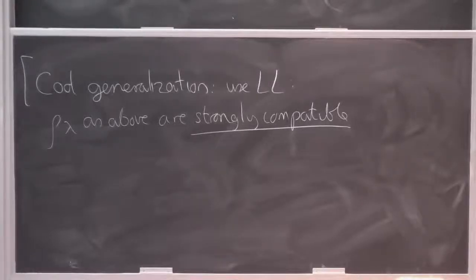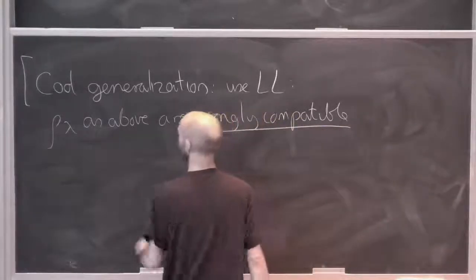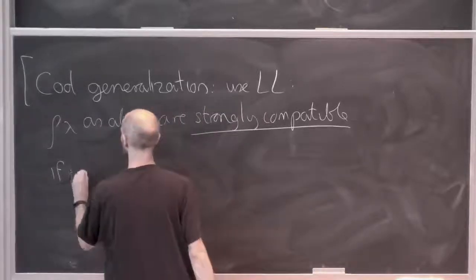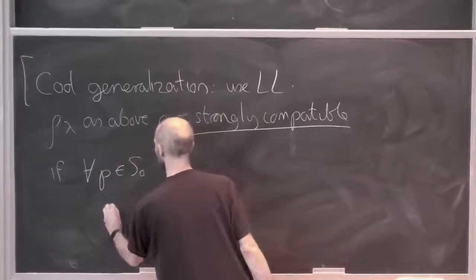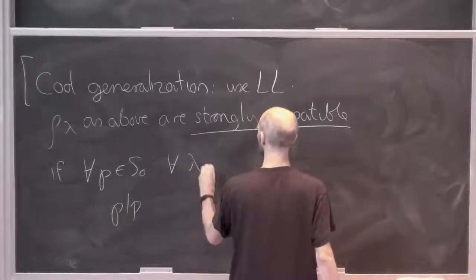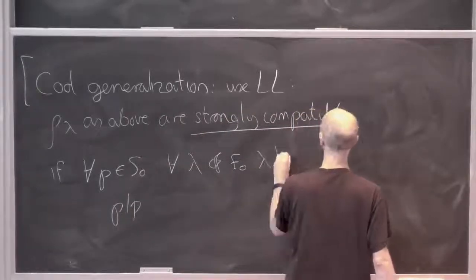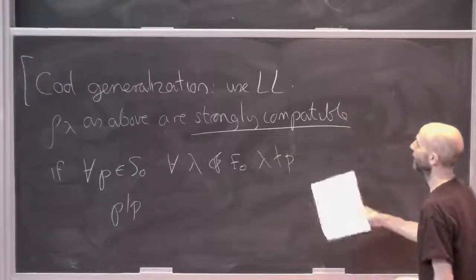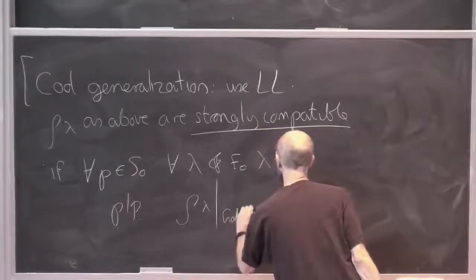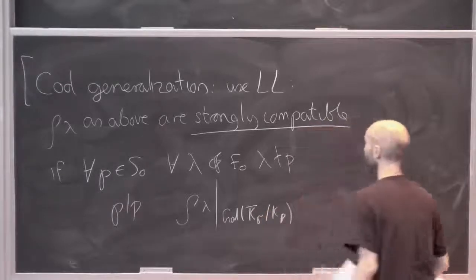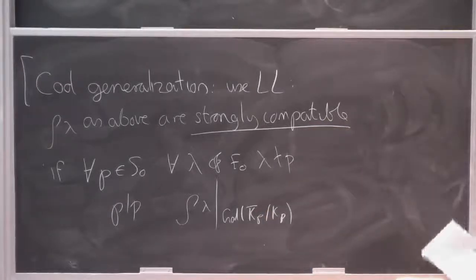But if you use local Langlands, you could even make sense of what it means for two different, possibly completely ramified representations to be the same. You could say they have the same Langlands parameter. You could say the rho lambda are strongly compatible: for all p, even in S_0, and for all lambda of E_0 with lambda not dividing p, we could look at rho lambda and restrict it to Gal(K_P bar over K_P). And now you've got an L-adic representation of a P-adic Galois group.